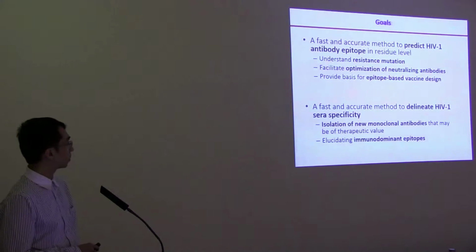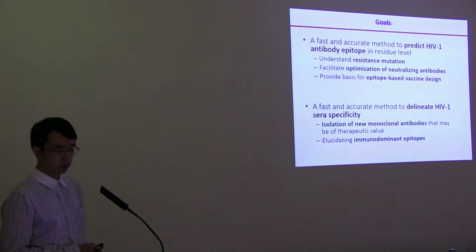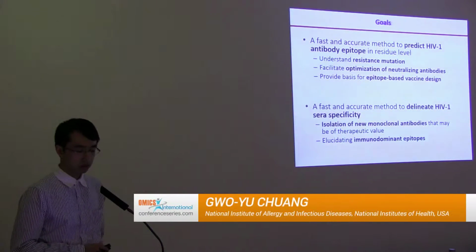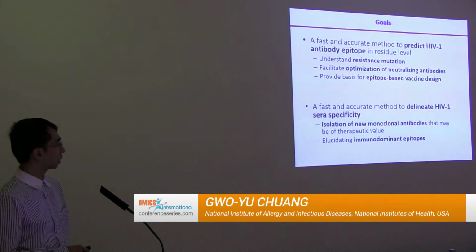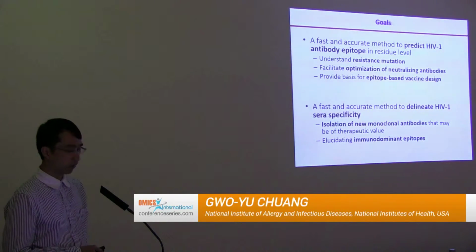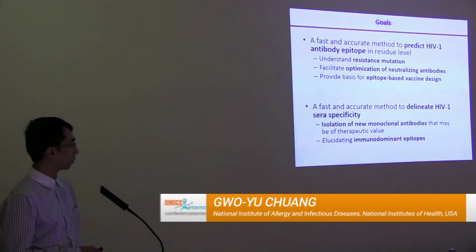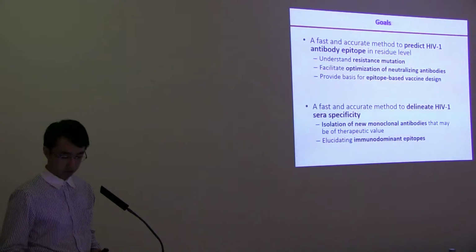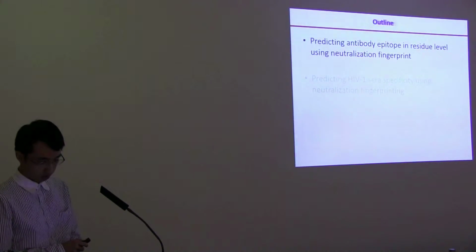The second method is a fast and accurate method to delineate HIV-1 sera specificity. This tool can be used to isolate new monoclonal antibodies that may be of therapeutic value, and it could also be used in elucidating immunodominant epitopes in patient sera. Okay, so the first part of the talk.